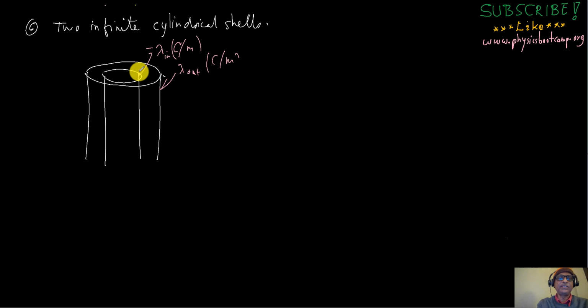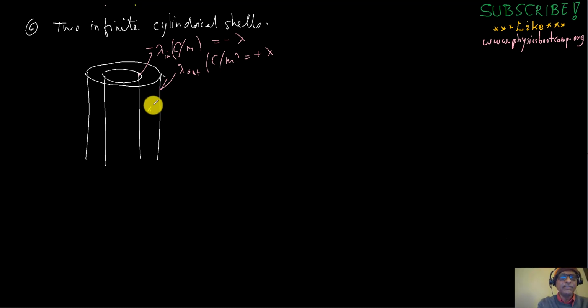You have the same length, so they will be the same. Unlike the sphere, where there were different charge densities, here they will be the same, because I'm giving it lengthwise. Why do I do it lengthwise? Because this is cylindrical symmetry. I can use Gauss's law.